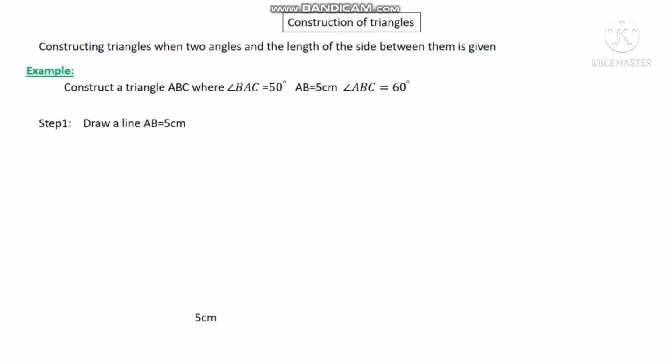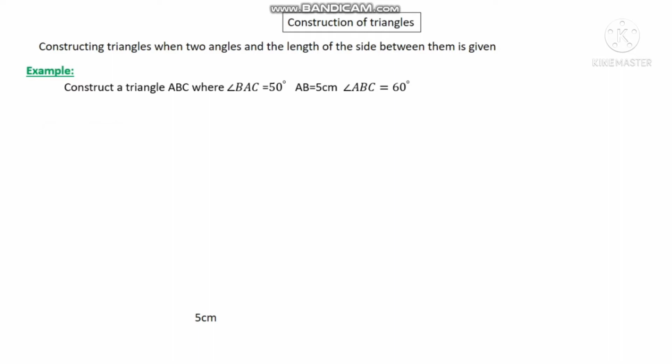Example: construct a triangle ABC where angle BAC equals 50 degrees, AB equals 5 centimeters and angle ABC equals 60 degrees. Here you can see that we have two angles and one side length. We have to construct a triangle in which one angle is 50 degrees, the second angle is 60 degrees and the length of one side equals 5 centimeters.